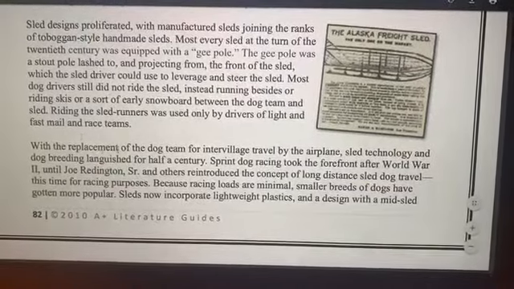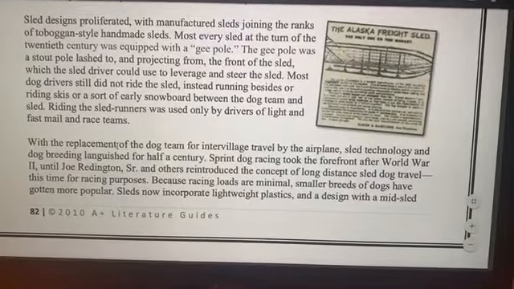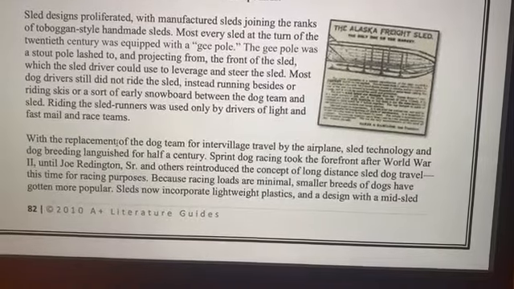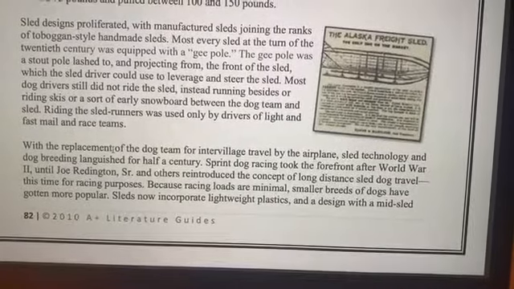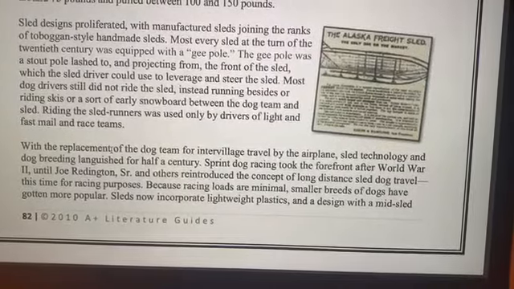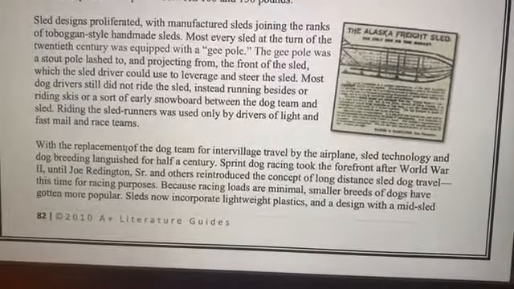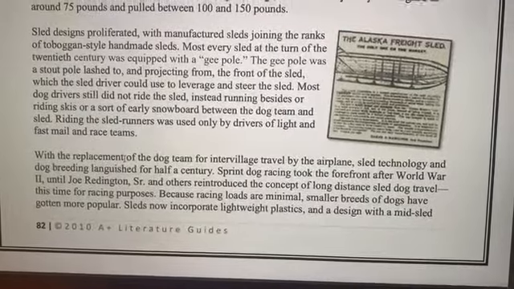With the replacement of the dog team for inter-village travel by the airplane, sled technology and dog breeding languished for half a century. Sprint dog racing took the forefront, until after World War II, when Joe Redington Sr. and others reintroduced the concept of long-distance sled dog travel, this time for racing purposes.